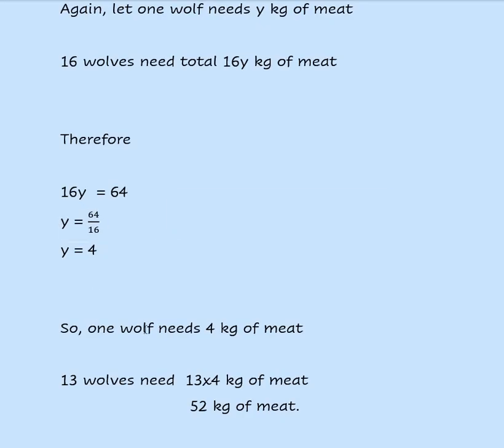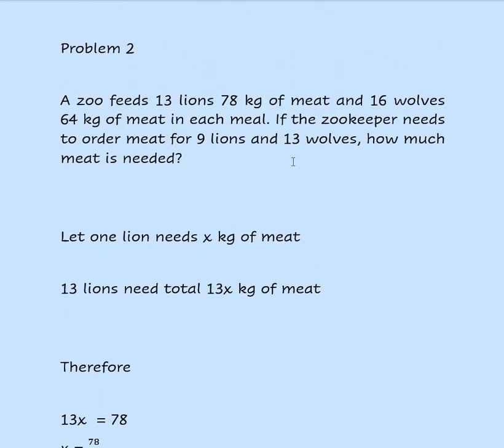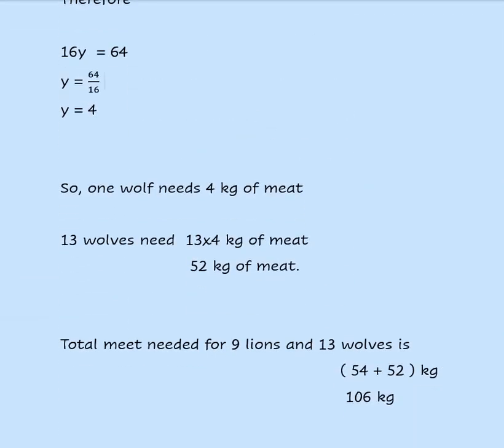So one wolf needs 4 kg of meat, but we have to find meat for 13 wolves. Here, 13 wolves. So we get one wolf needs 4 kg of meat. 13 wolves need 13 times 4, or 52 kg of meat.